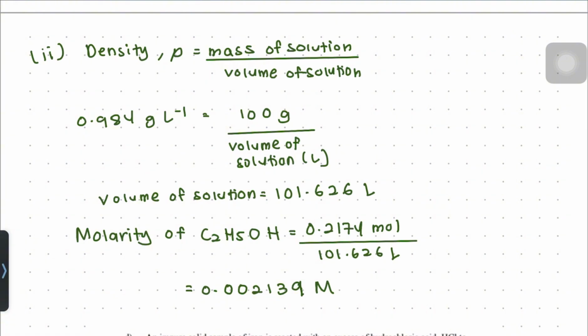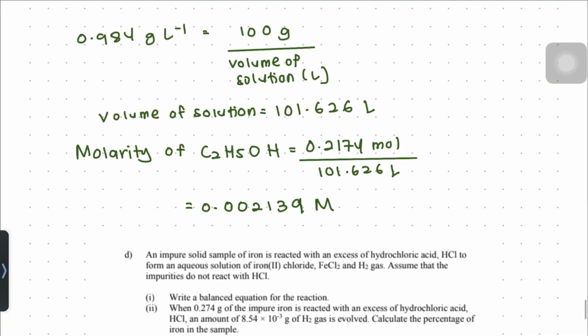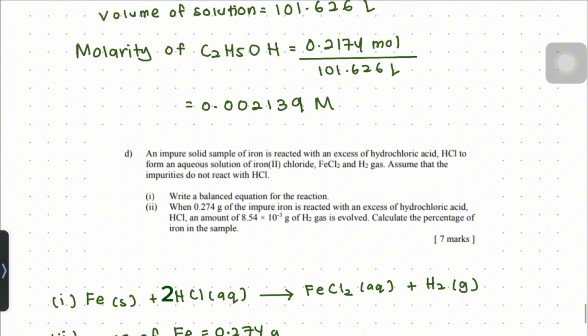Calculate the molarity of C2H5OH. First of all, we can find the volume of solution by using the formula for density, and then we'll get the volume of solution is 101.626 mL. And then we calculate the molarity by using the formula n over V. So we will use the mole from the previous question, divided by the volume of solution. We will get 0.002139 M.